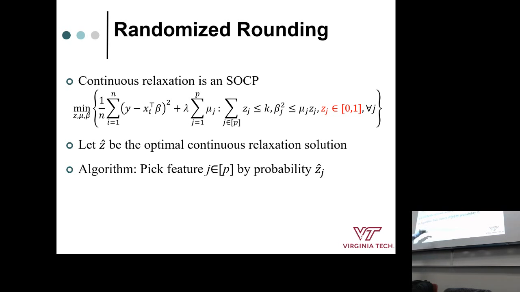For each feature we just flip a coin, and the success probability of the coin equals zj hat. This is the continuous relaxation value. So this is a very easy algorithm. For each feature, it can be chosen with probability zj hat. So this is a Bernoulli random variable. Each time you just flip a coin for each feature, and then you select it with this probability. And so if zj is very large, you will very likely choose this feature. If zj is very small, you will unlikely choose this feature.